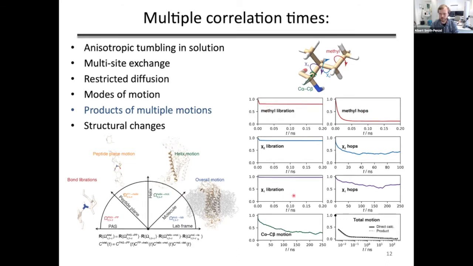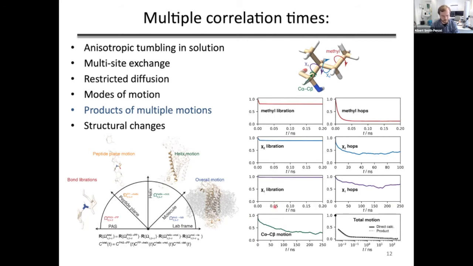And so these 7 correlation functions here, if you take their product, you get approximately the correlation function for the total motion. And you can see that each one of these has a different rate of decay, and therefore a different correlation time. So the librations are all very fast. Basically, the decay after 1 time step in an MD trajectory, so 5 picoseconds. But the methyl hopping is slower. The chi2 hops are yet slower. You have to check the x-axis. The chi1 hops are even slightly slower than that, and also the C alpha C beta motion is a different rate.